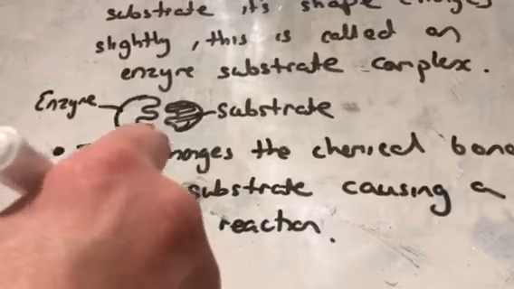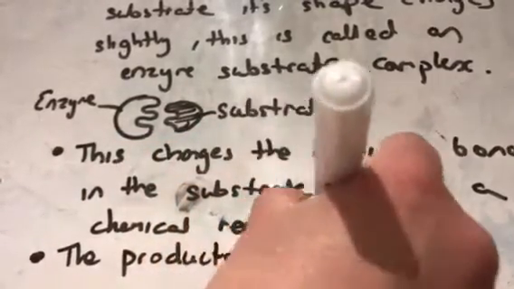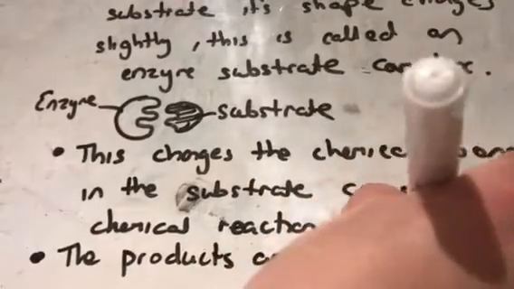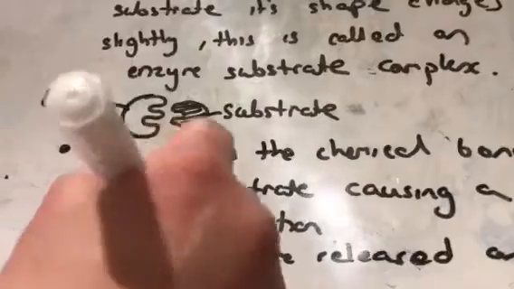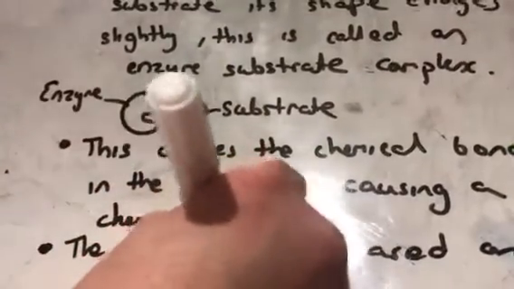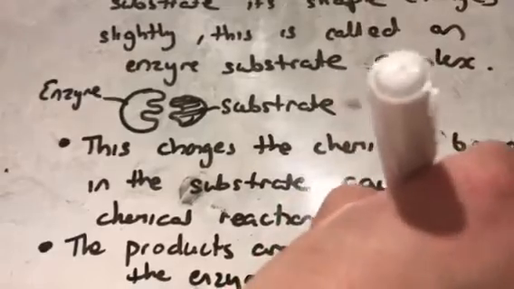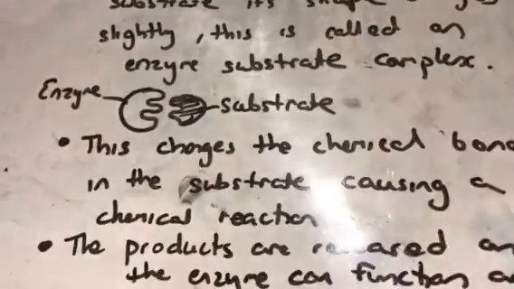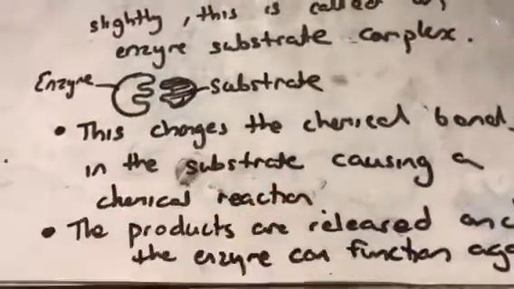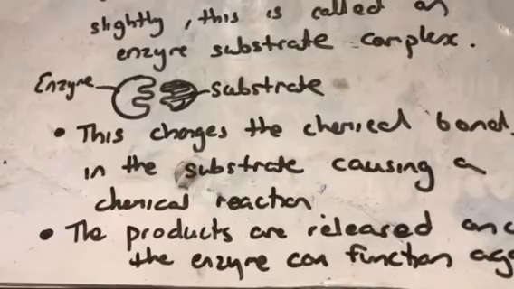The products are released and the enzyme can function again. Okay, so there is a detailed account of how an enzyme works. So that was part B.